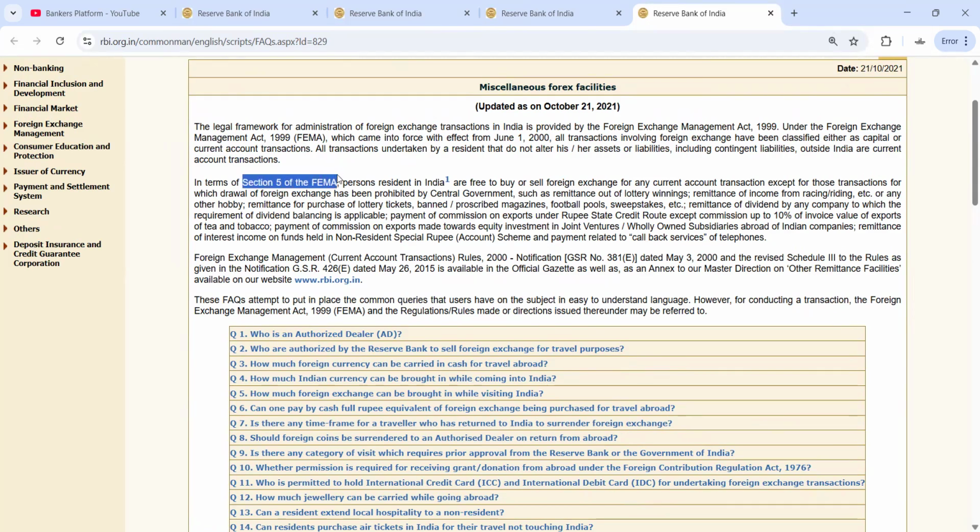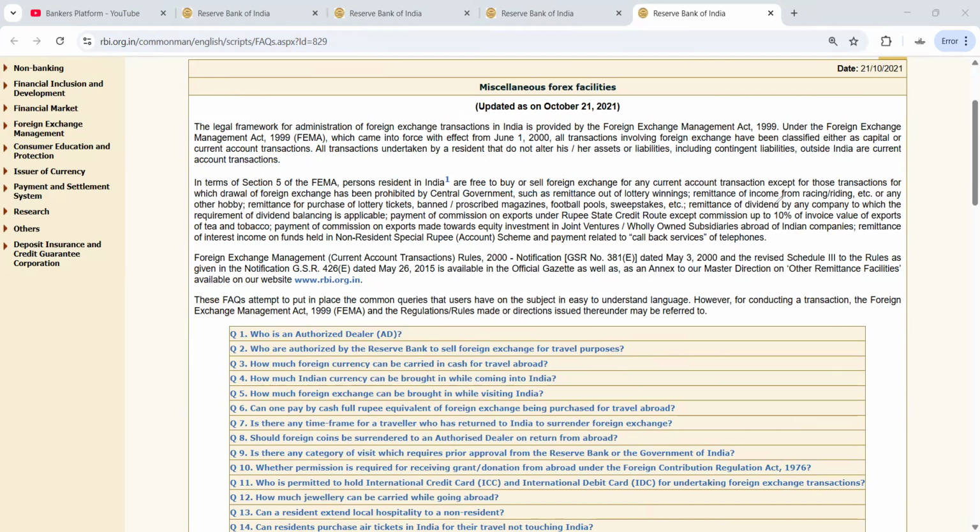And in terms of Section 5 of FEMA, persons resident in India are free to buy or sell foreign exchange for any current account transaction, except for those for which withdrawal of foreign exchange has been prohibited by the central government. So this question can be asked: on what basis can a person freely buy or sell foreign exchange? Then you can say Section 5 of FEMA. As per Section 5 of FEMA, a person can freely buy or sell foreign exchange for any current account transaction, except for those that are prohibited by the government. If anything is prohibited, that transaction cannot be done.